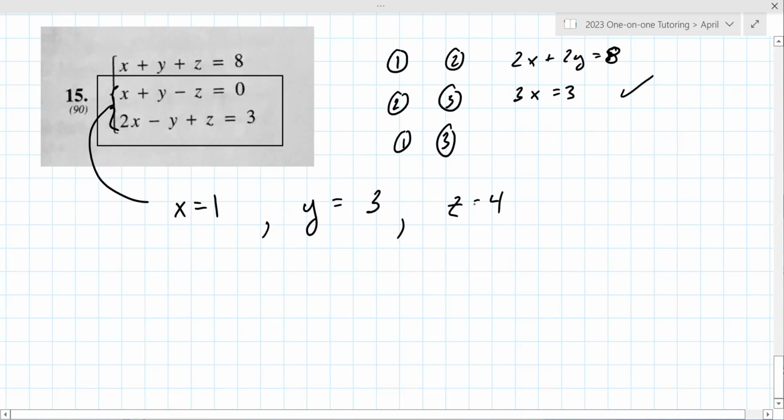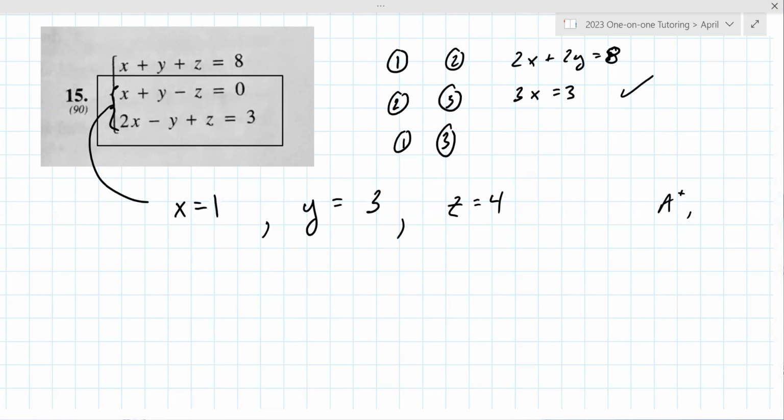Now, if you wanted to be that A plus all-star, top of your class student, you would probably check these in the other equations. That would verify it for sure. But what you did was sound. So it's up to you if you do that or not. I would think you got it. All right, let's look at number 18.